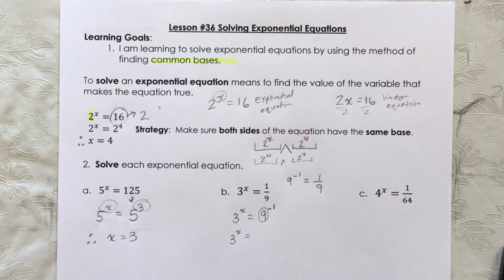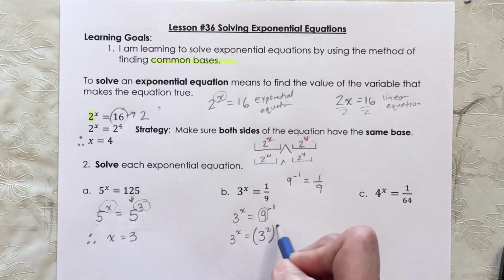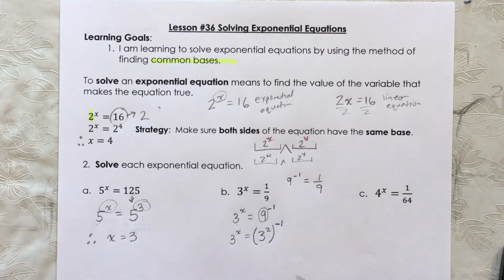Is there a way to write 9 as a power of 3? Yes, 9 is the same as 3 squared, 3 to the power of 2. So all I'm doing is replacing 9 with 3 squared, but that's still to the power of negative 1. So now I've got a power to an exponent, and that's a rule we learned last time as well: you keep the base 3 and you multiply the exponents. 2 times negative 1 is negative 2.